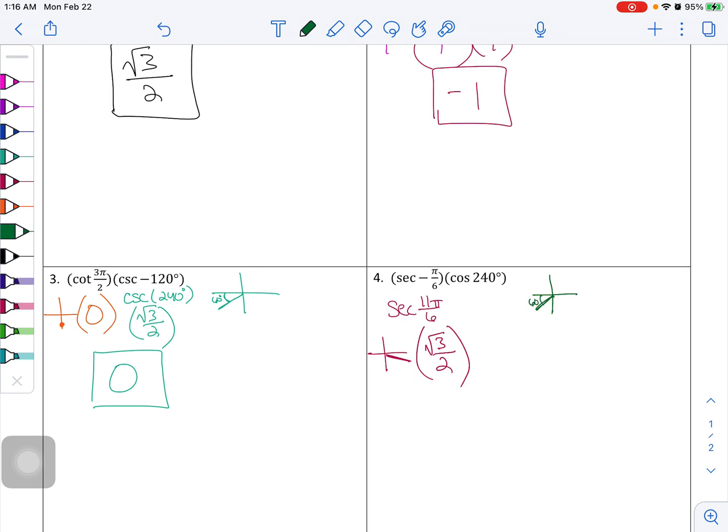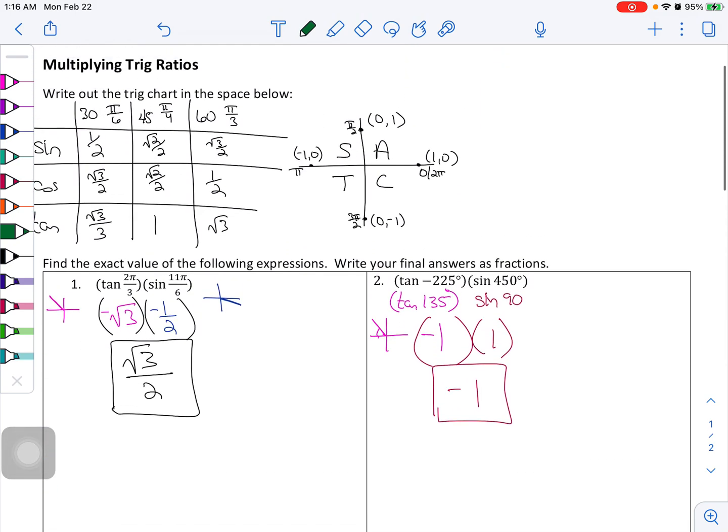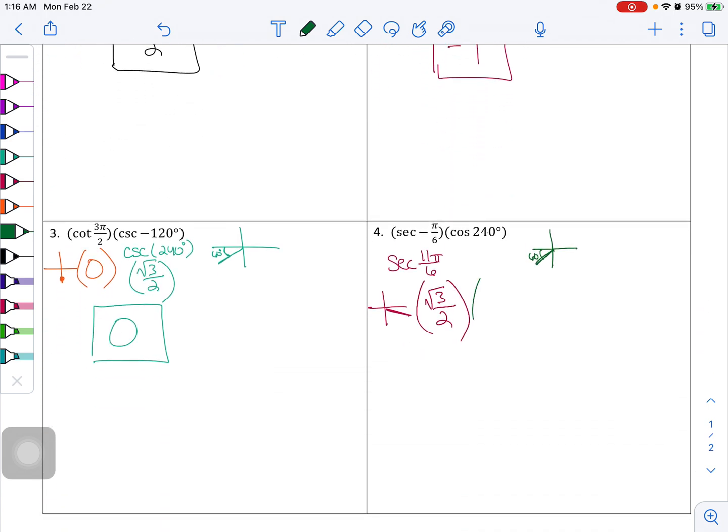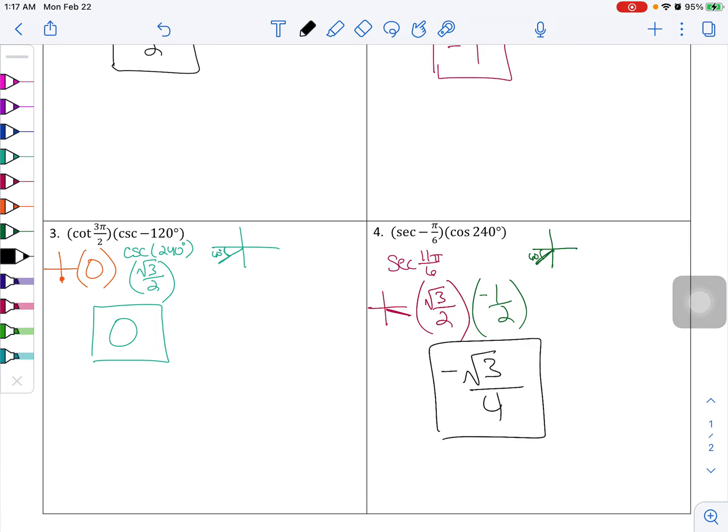Separately, let's find the cosine of 240. 240 is in quadrant 3. It is 60 degrees away. We just talked about that one in problem number 3, which is why I'm doing it fast. Cosine of 60 degrees is 1/2. However, cosine in quadrant 3 is negative. So this is going to turn into negative root 3 over 4. All right, so that's the end of this lesson.